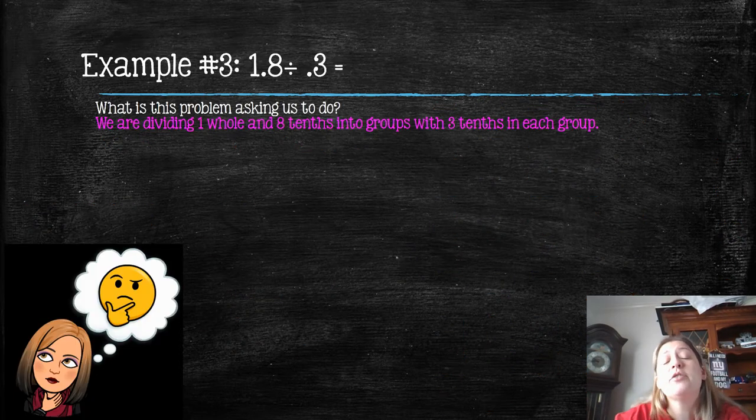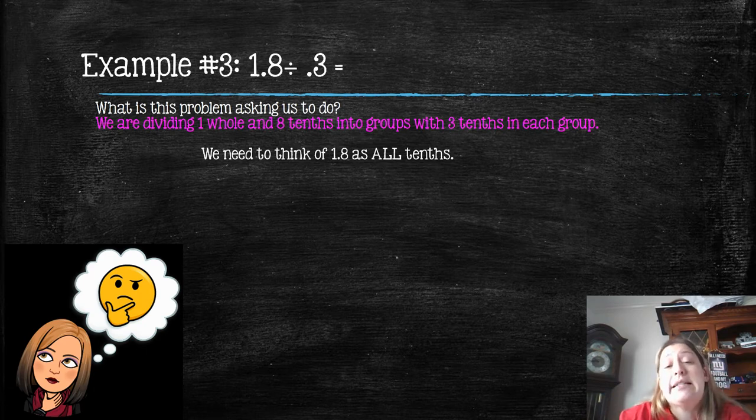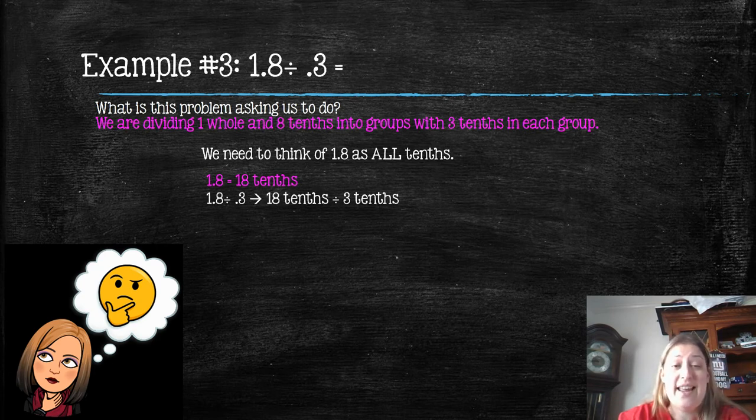All right, we're not going to model this one out, so we're going to think out loud what our process is. 1 and 8/10 divided by 3/10. What is this problem asking us to do? We are dividing 1 whole and 8/10 into groups with 3/10 in each group. So I want to think about 1 and 8/10 as all tenths. How can I rename that using only tenths? It's going to give me 18/10. So we can think of this problem as 18/10 divided by 3/10.